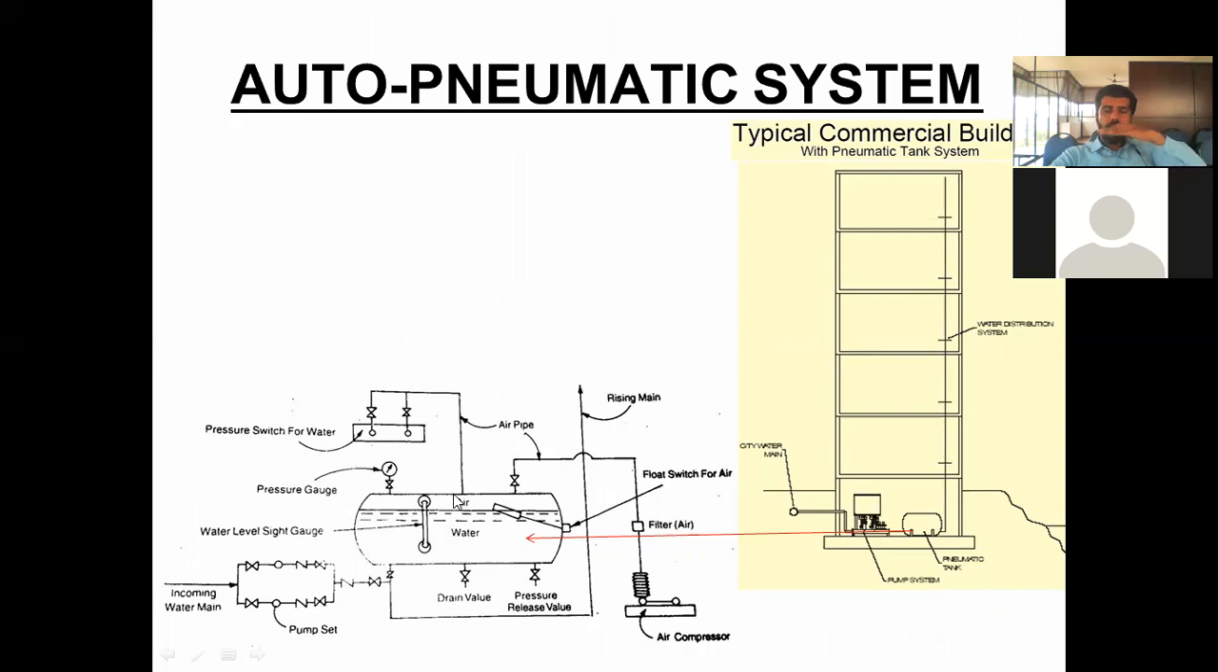Okay. So if there is a high level, the pump will be automatically cut off. When the water comes down to a particular set point, what happens? Automatically, the pump will start working. Okay, so we can set the pressure here.